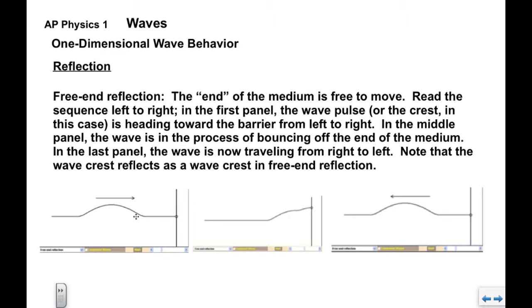This wave crest here is moving from left to right towards the end of the medium. It's going to hit the end of the medium and lift the end of the medium up and then back down again. And the wave crest reflects off this free end such that it's just moving in the opposite direction. Nothing about this wave changes other than the direction of its velocity.